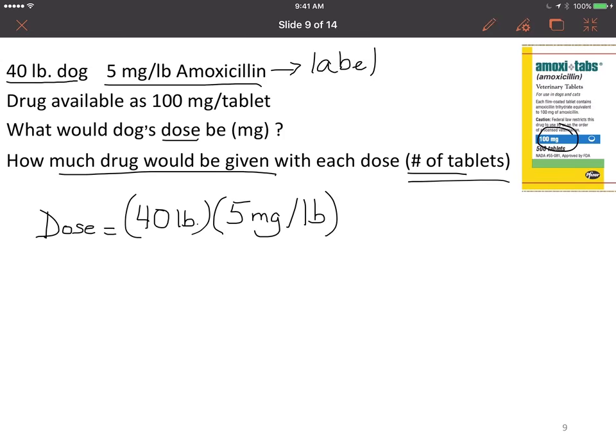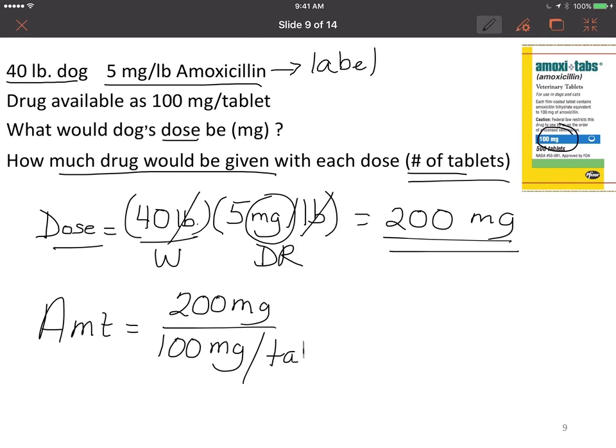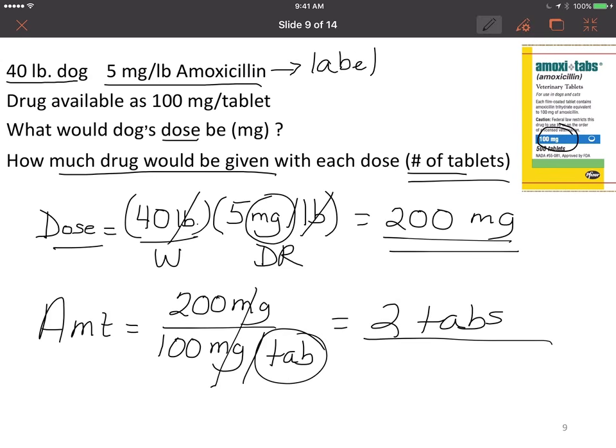Okay, I've written out our dose formula here. Dose equals weight times dosage rate. In this case, I didn't have to convert from pounds to kilograms because my dosage rate was in mgs per pound. That's important. We can cancel out our pound units. 40 times 5 equals 200, and our units are in milligrams. So here's our dose right here, 200 milligrams. Amount is dose, which is 200 milligrams, divided by the concentration of the drug, which is 100 mg per tablet. Cancel our milligrams. 200 divided by 100 equals 2, and our units are in tablets, 2 tabs. So this animal will be getting 2 amoxicillin tablets for each dose.